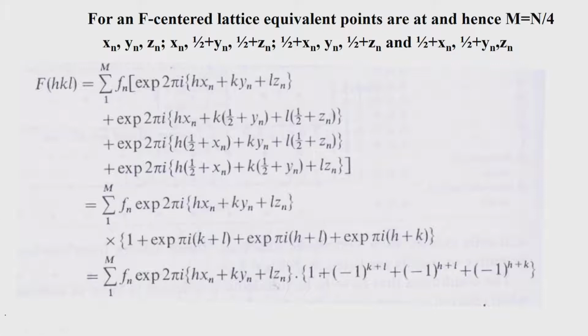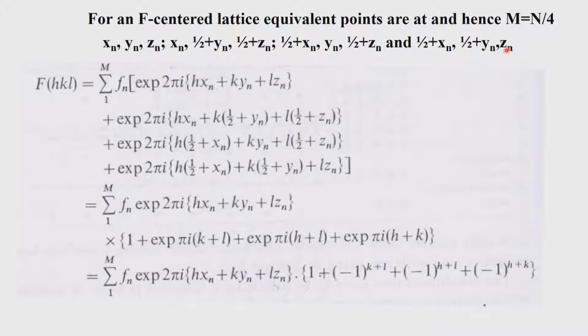So these are the 4 equivalent points in the case of an F centered lattice. We have xn, yn, zn. This will be equivalent to xn, yn plus half, zn plus half, which represents the A centered lattice. Then xn plus half, yn, zn plus half represents the B centered lattice. And xn plus half, yn plus half, zn represents the C centered lattice. So when all these faces are centered, we have a face centered lattice.